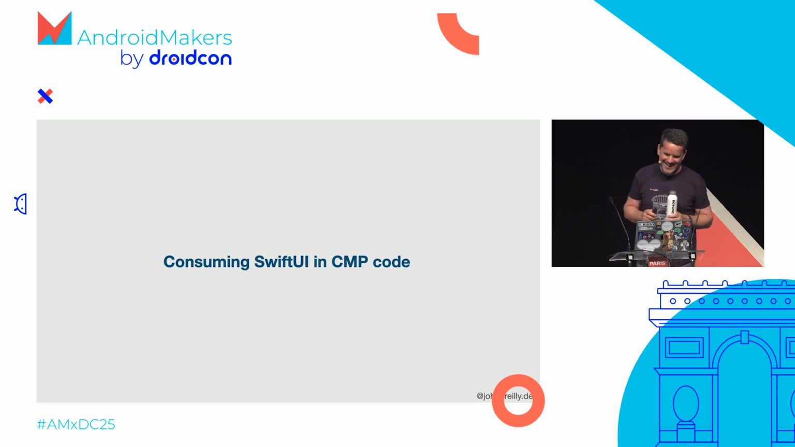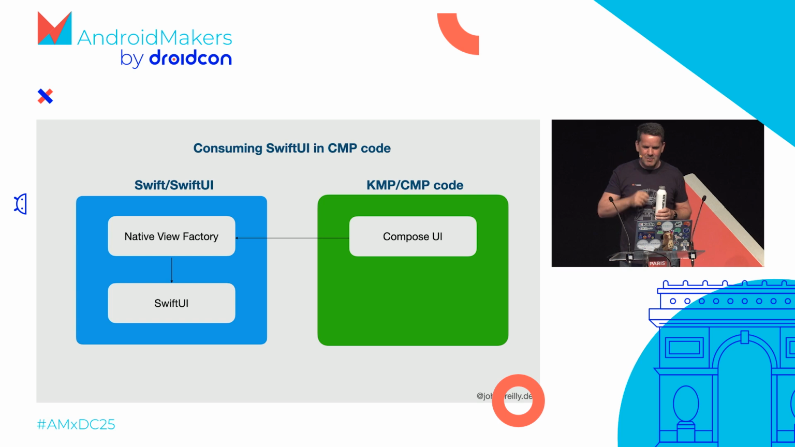It's fun. And this is usually enabled through use of what's shown here as a NativeViewFactory class. This is a Swift class that implements a Kotlin interface and is responsible for creating SwiftUI views that Compose can use. The general approach here is the same as we mentioned earlier for consuming Swift code in shared KMP code, with an instance of that view factory being passed to and used from shared CMP code in this case.